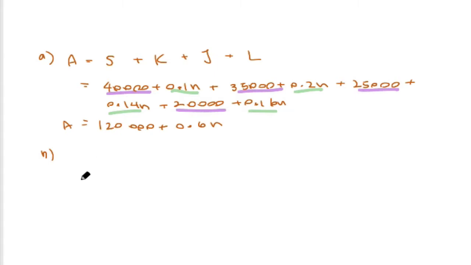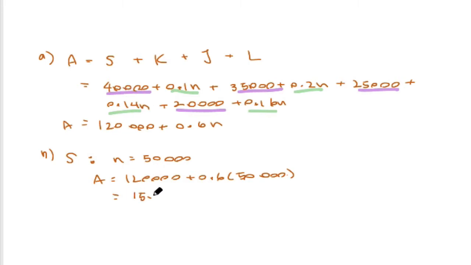Part B, we're given different statuses. So first let's start with the silver status. So in this case, N is equal to $50,000. So using our equation, 120,000 plus 0.6 times N, and here N is 50,000, the total amount becomes $150,000.